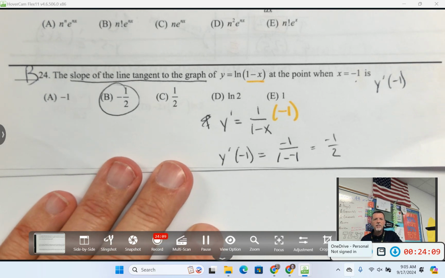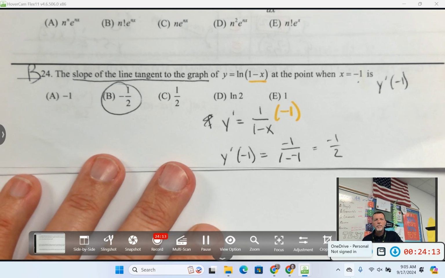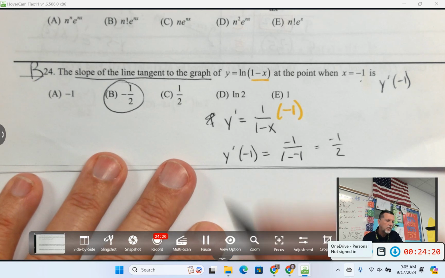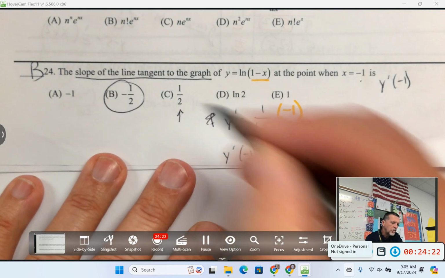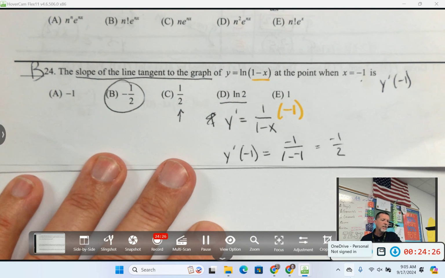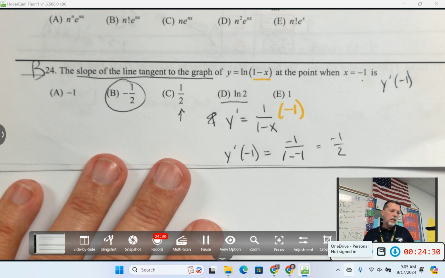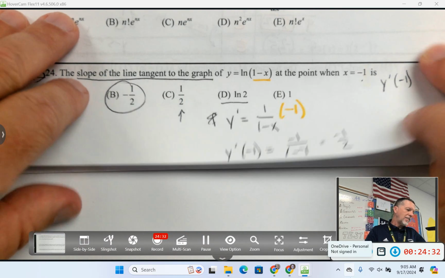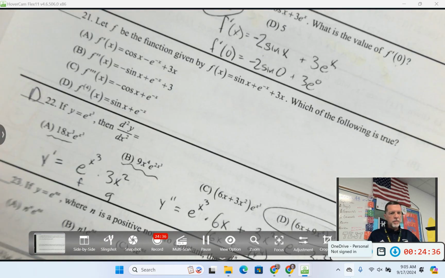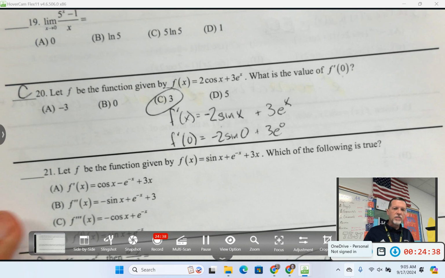Slope of the line tangent to the graph. So yes, I needed the derivative when x is negative 1. So yeah, forgetting the chain rule would give you C. D would be not taking a derivative at all. I don't know where the others would come from. Okay, so that's the evens. Hopefully you did the odds yesterday, so between the two of them, you got it all figured out.